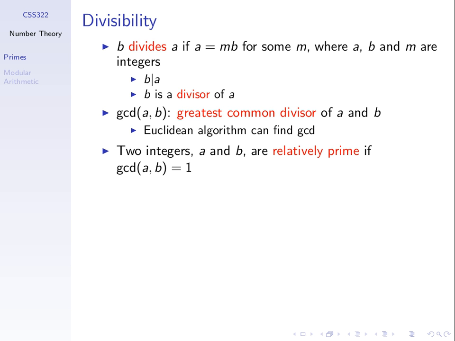A new concept, perhaps, to you is relatively prime. Two integers are relatively prime if their greatest common divisor is 1. And we'll use this concept in a number of our definitions. Sometimes I'll use a shorthand for relatively prime on the board, just RP. All right, here's a question.